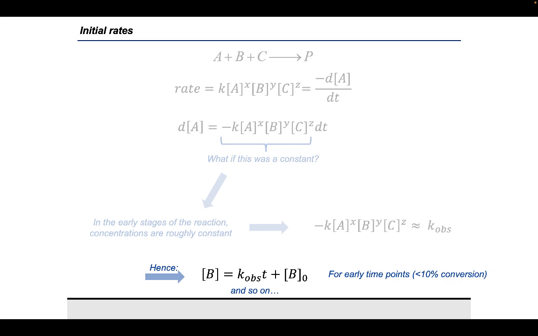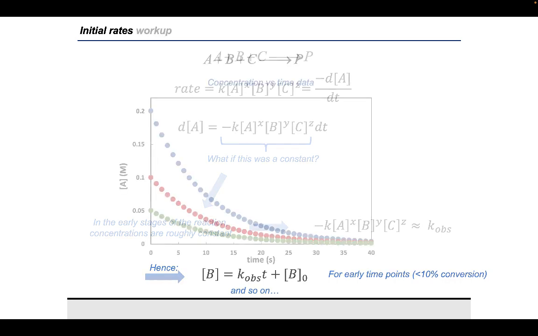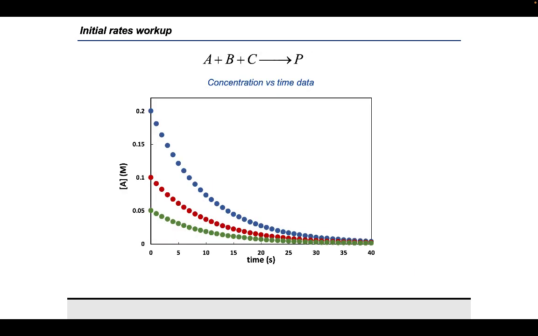Now, it's important to note that this sort of analysis really only holds for the first maybe 10% conversion in a reaction. And again, that's for the reason that as a reaction proceeds, the concentrations do start to change. However, in the early stages of a reaction, you really can get away with this sort of analysis. And I'll show you a comparison later in this presentation that hopefully will illustrate that. So what we're looking for is a way to obtain the value of the observed rate constant, k_obs.